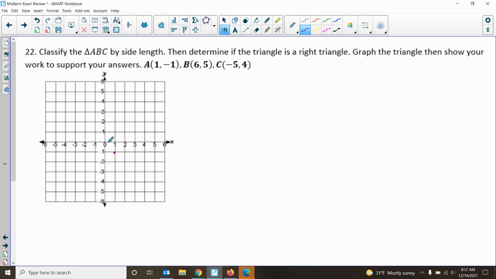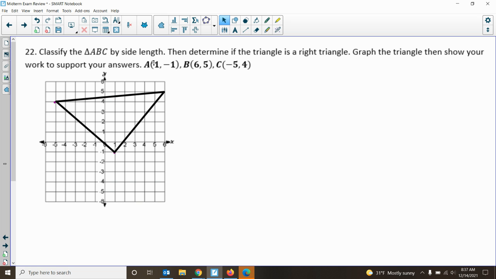Here's A. B is at 6, 5 up here. And then C is at negative 5, 4 right here. If I just connect these with segments, just to get a feel for what type of triangle we have, there to there to there. Notice, it might be a right triangle. Looks like this angle could be 90 degrees. It looks like these sides could be congruent to each other. It's definitely not equilateral, but it could be isosceles. How do we know for sure?